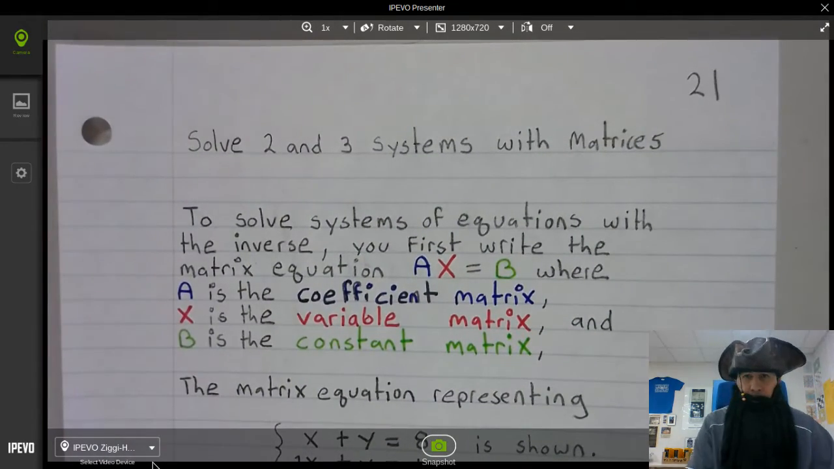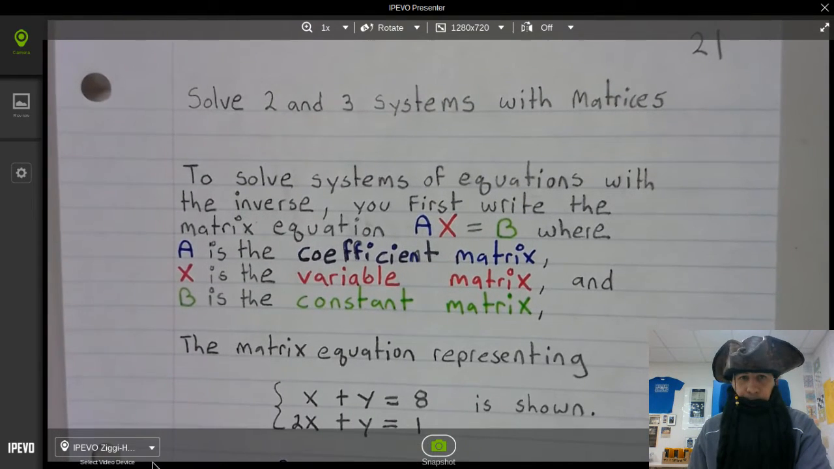All right, so before you start the video, I recommend getting 3 colors, a blue, a red, and a green. So if you would pause the video, go grab some markers and come back. All right, now you're back. Let's look at the notes.